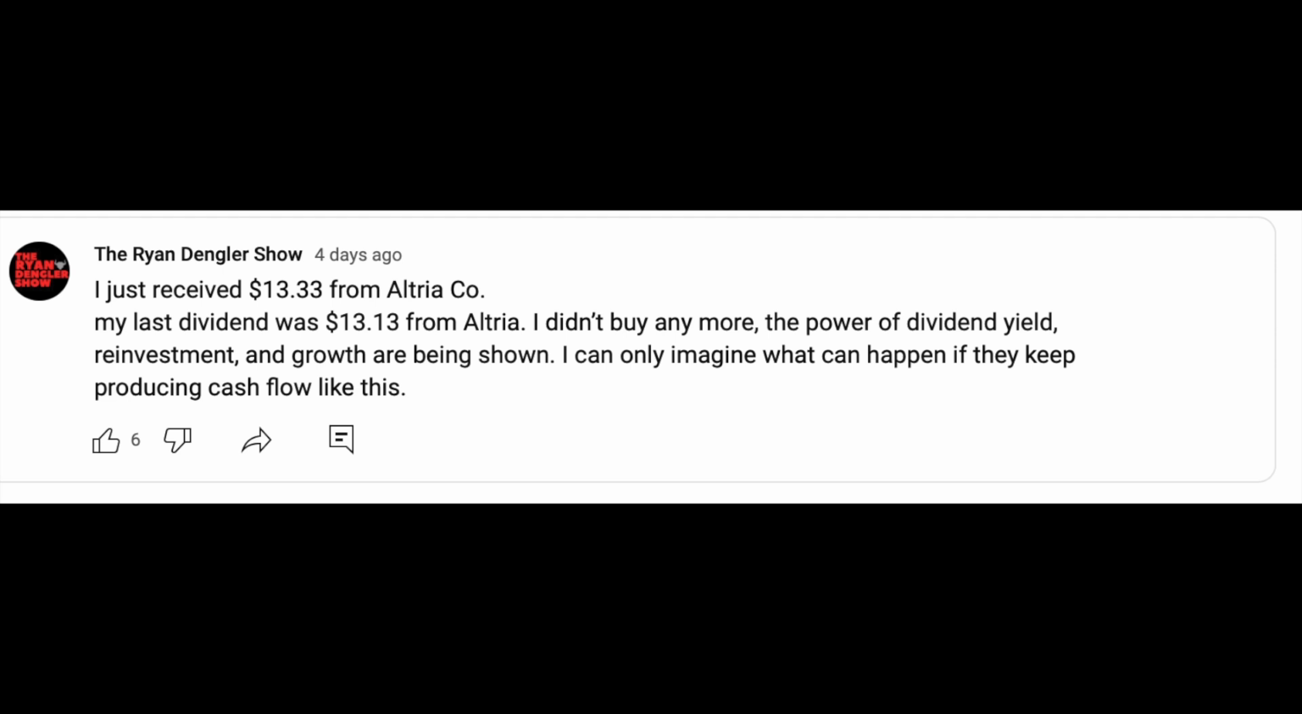My last dividend that I received from Altria last quarter, so this is literally just 3 months ago, was $13.13. My dividend payment increased by 20 cents just in that one quarter from reinvesting the dividend at the high yield and the dividend growth involved.